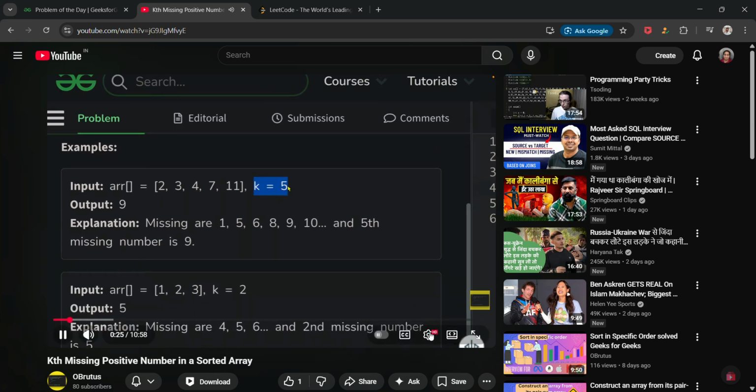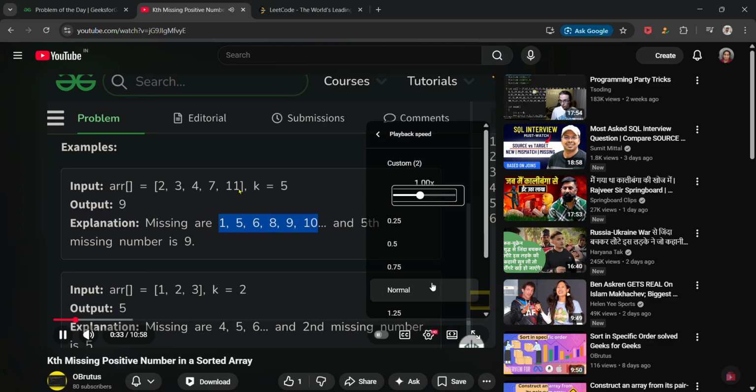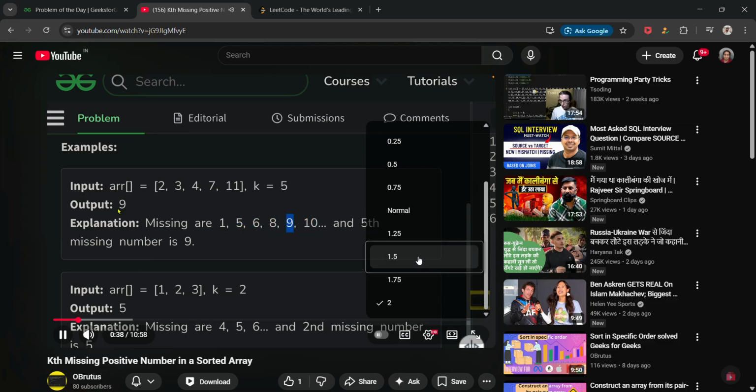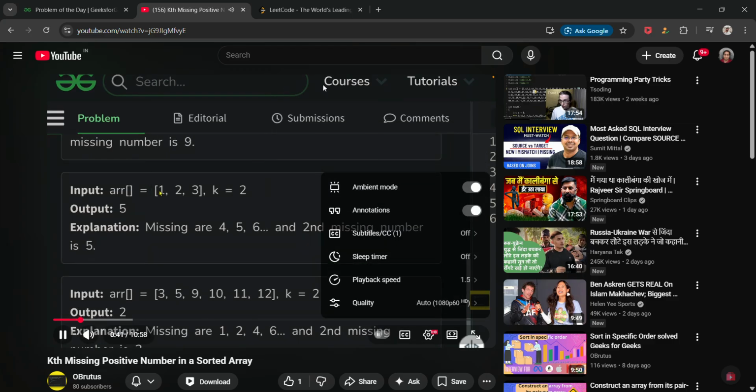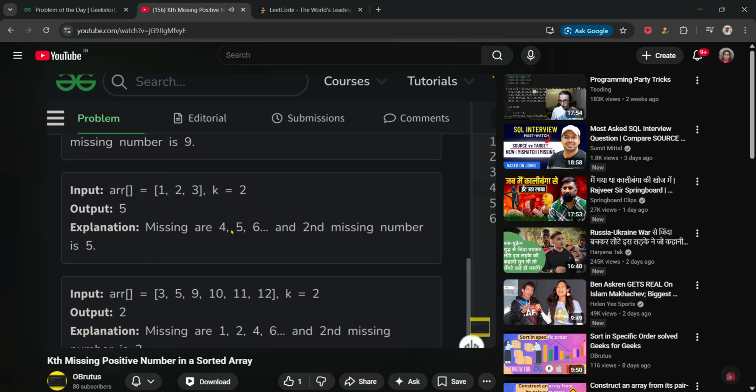Now, if k is 5 and we are given an array like this, we have these missing numbers: 1, 5, 6, 8, 9, 10, and the fifth element from this is 9, and hence the answer is 9. Similarly goes with the second example where array elements are 1, 2, and 3. No array element is missing, and hence the next subsequent elements, which are 4, 5, 6, are the missing ones.